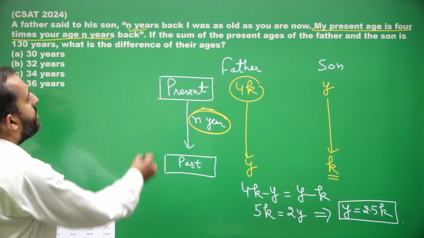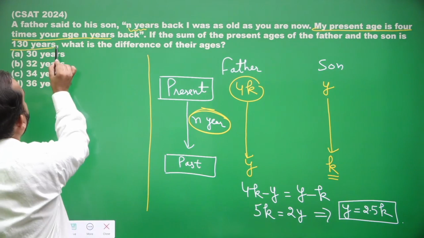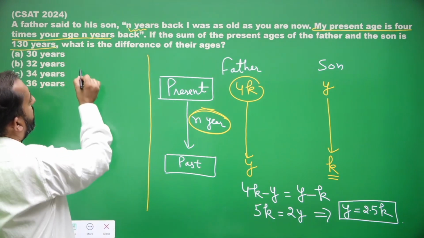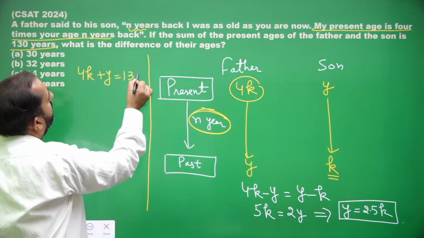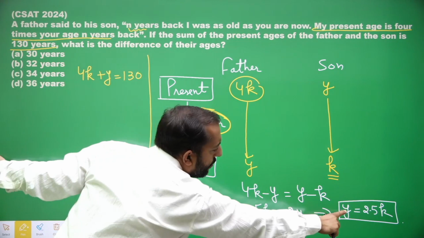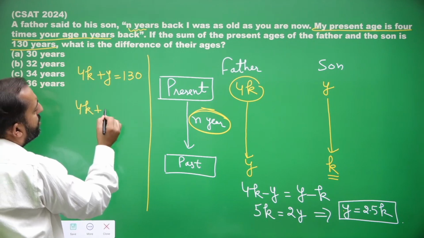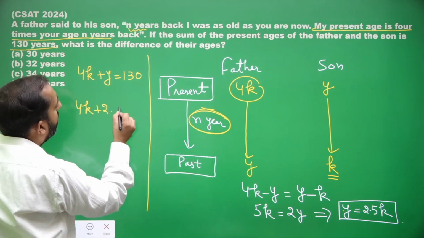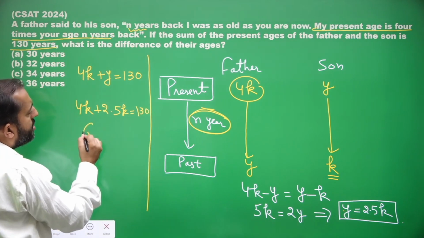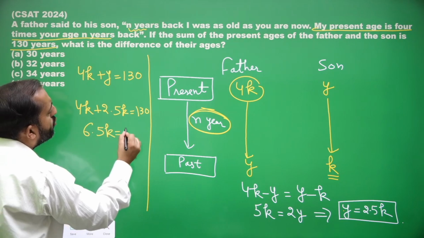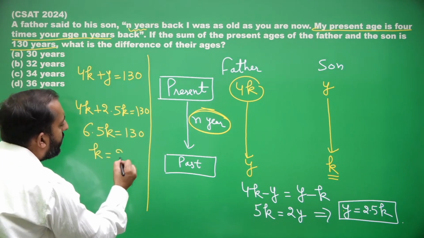Further, it is given that the sum of their present ages is 130 years, which means 4k plus y is 130. If I insert the value of y here, 4k plus 2.5k equals 130, which means 6.5k equals 130 and k comes out to be 20.